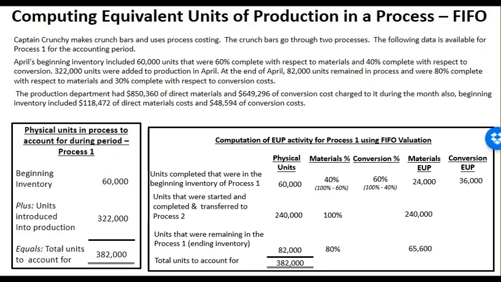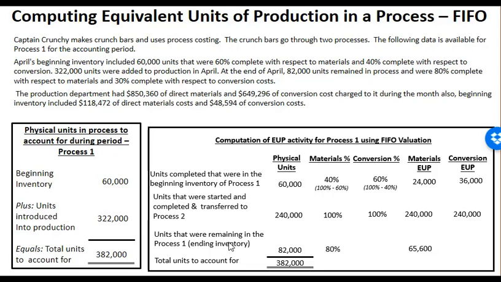Now I go down to the units that were started and completed during the month. If I start something and I complete it, that means I put 100% effort into it. So in this case, it's going to be 100% times 240,000 units. Gives me conversion EUP of 240,000 units.